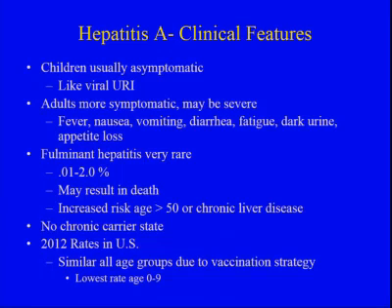Kids are usually asymptomatic. If they have symptoms, it's like a viral upper respiratory tract infection. That's why they're often not tested for hepatitis A. Adults may be more symptomatic. The disease may be more severe. You can get fulminant hepatitis, and you can die from acute hepatitis A infection. If you are older, greater than 50, or have underlying liver disease, that puts you at increased risk. There's no chronic carrier state.